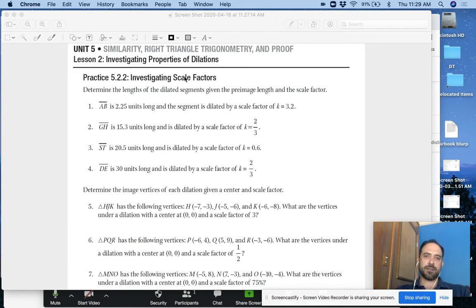Now, if we look at this, we're investigating scale factor. We did that in the last lesson where we had triangles and we were dilating it, enlargement or reduction. Based on the scale factor, you would just have to apply it to each side of a triangle to make the triangle become larger or smaller. So for instance, if your scale factor was 2, you had a triangle.